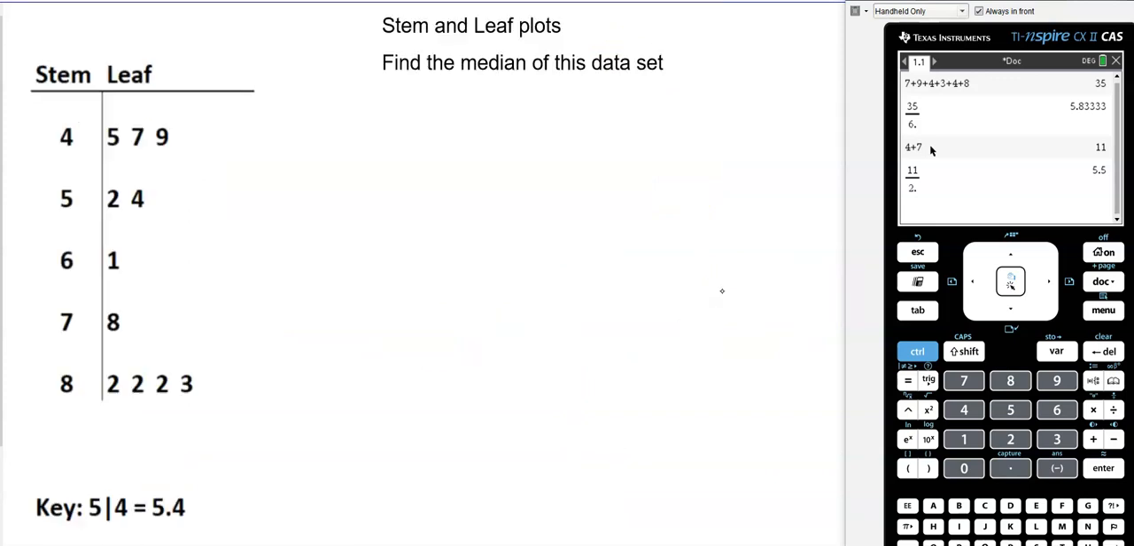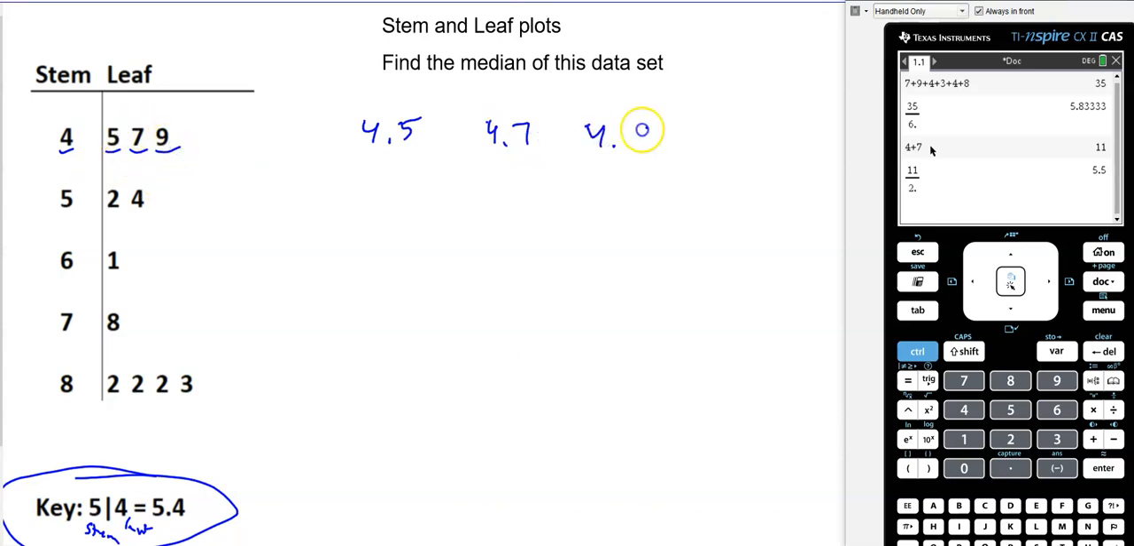These are called stem and leaf plots. Maybe you've seen these before. The key is actually how to read this. The stem is this 5 before the vertical line, and 4 is the leaf. According to this key, the stem and the leaf make a decimal, so 5.4. When the stem is 4, this leaf makes the number 4.5. This 7 is actually the number 4.7. This 9 is the number 4.9.